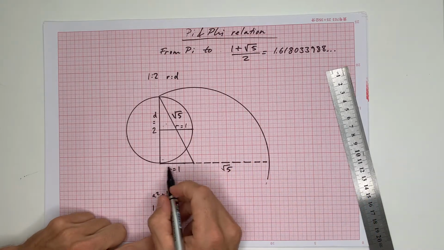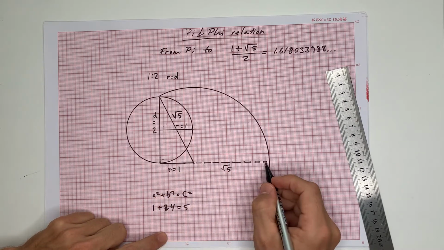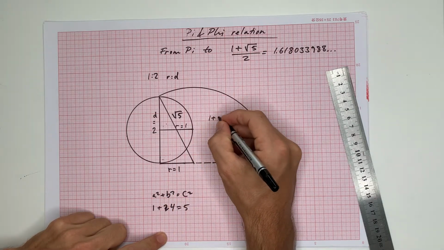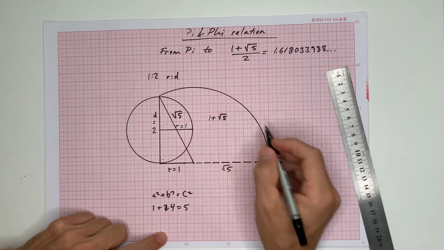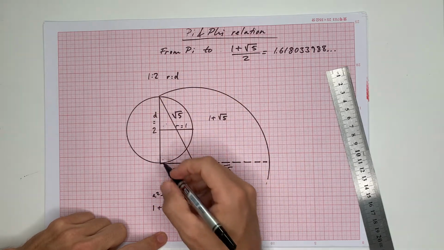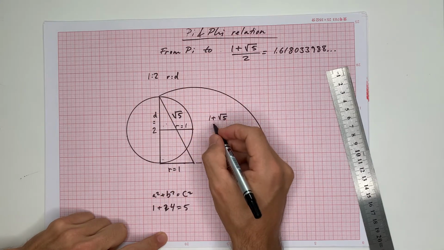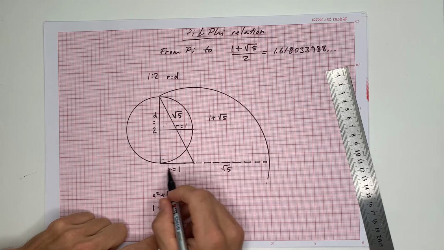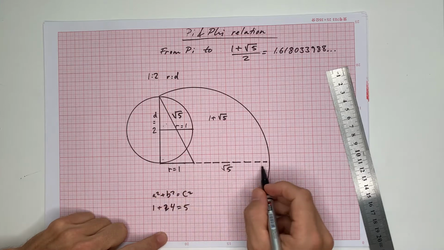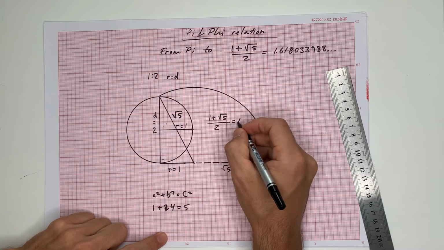So now we have two lines. We have this horizontal line, which has a total length of 1 plus root 5. That's the horizontal line. And then we have a vertical line, which is equal to the diameter of the circle. So if we want the relationship between these two lines, then I take the horizontal line divided by the vertical line. And that's how we arrive at phi.